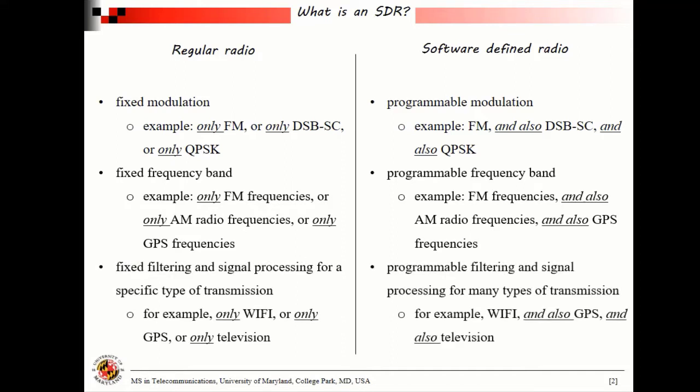In the case of a regular conventional radio, you have fixed filtering and signal processing and protocol stacks for a specific type of service, be it Wi-Fi or GPS or television or whatever. In a software-defined radio, it's up to you to program all the protocols and signal processing and modulation for whatever service you're interested in. It's GPS or Wi-Fi or television or OFDM or whatever you want. It's up to you to program it.